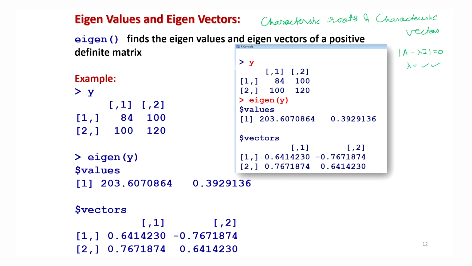So, in order to find the eigenvalues and eigenvectors of a positive definite matrix, the command here is eigen, and inside the parentheses you have to give the matrix. If I take the same example, my Y matrix is a 2 by 2 matrix like this, which is a positive definite matrix. Now, if I say eigen of y, this is of order 2 by 2, so there are going to be 2 eigenvalues, and corresponding to them there will be 2 eigenvectors.